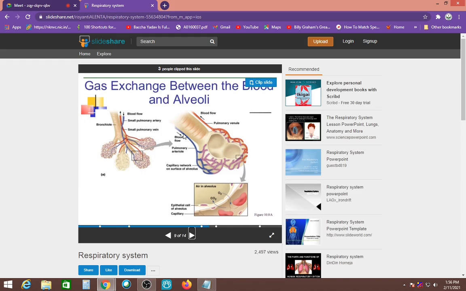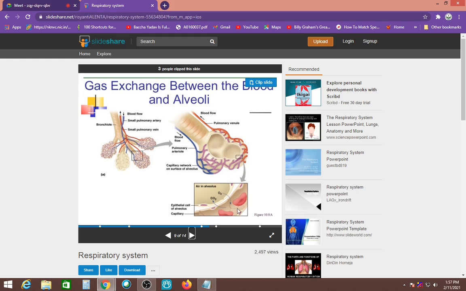So this is how gas exchange takes place. This is the airway, this is where oxygen enters. This is the sac, and these are the capillaries, the capillaries which are there with the alveoli. There is a thin barrier in between, and through this barrier only the gases are exchanged. Oxygen will come in, carbon dioxide will go out from here. See here, this is the barrier, a very thin barrier.